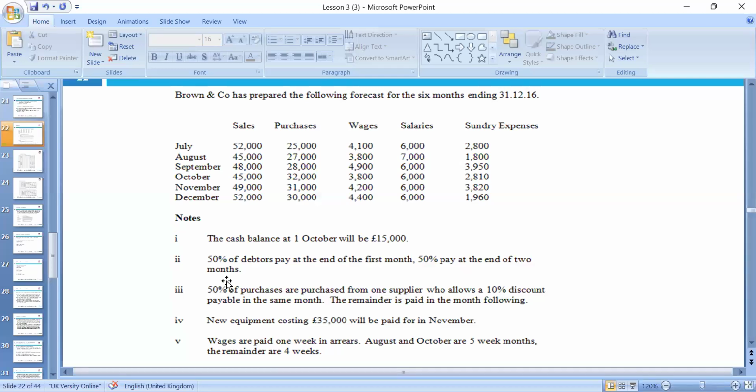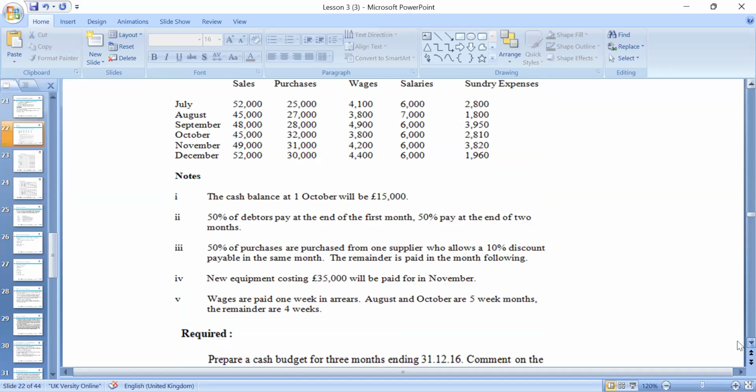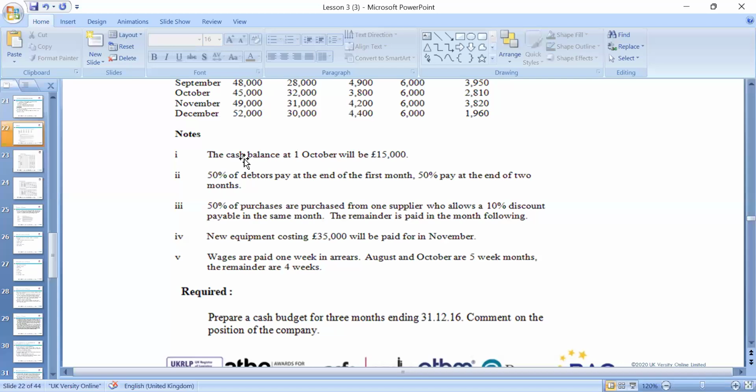When we purchase from our suppliers, 50% purchase, one supplier we can get a 10% discount and pay in the same month, and the remaining 50% we will pay in the following month. The new equipment costing us, which we will pay, and the wages we will pay in 1 week arrears, and we can calculate these, and we can see what the cash position is in each month. And if we have less cash, we have to make arrangements.